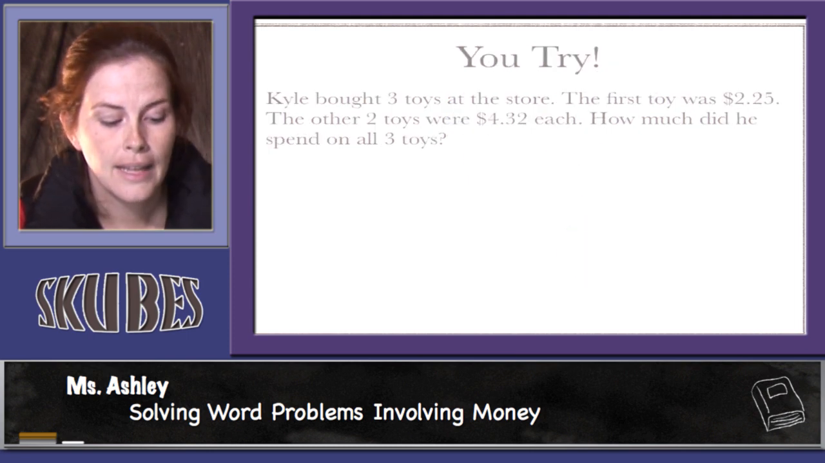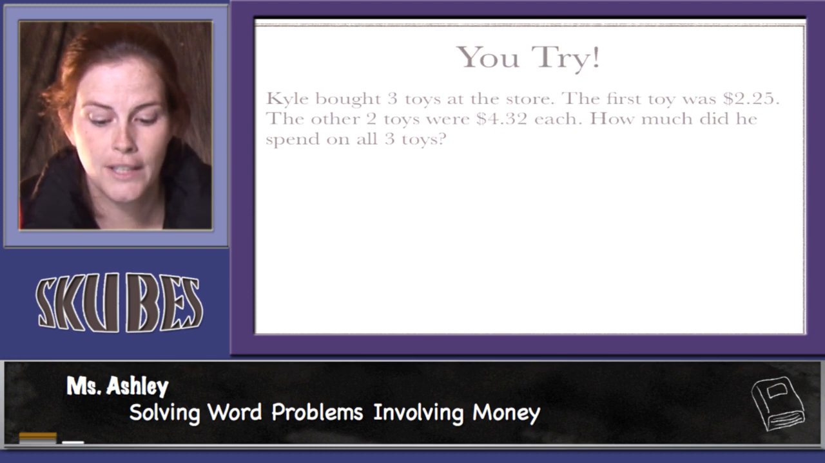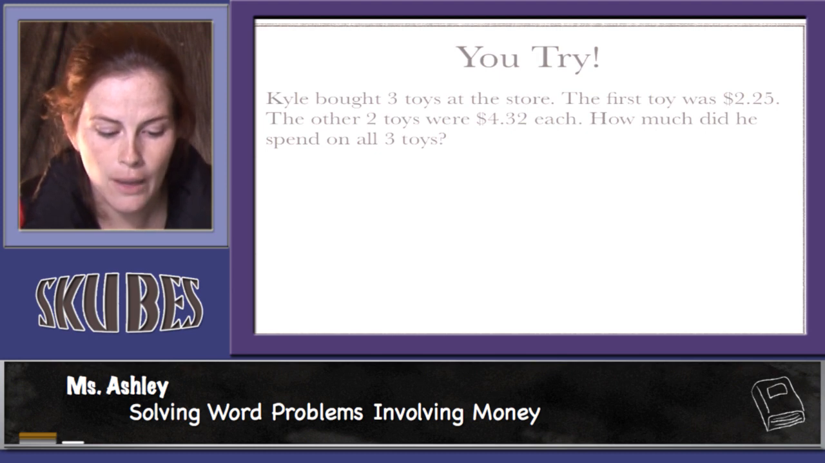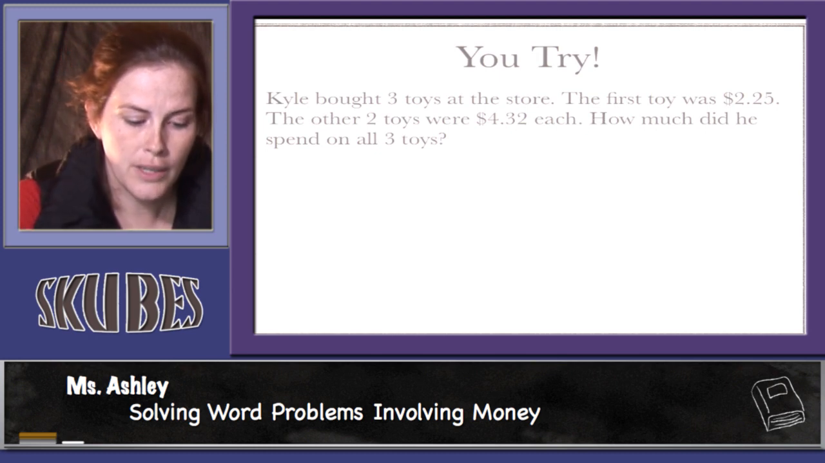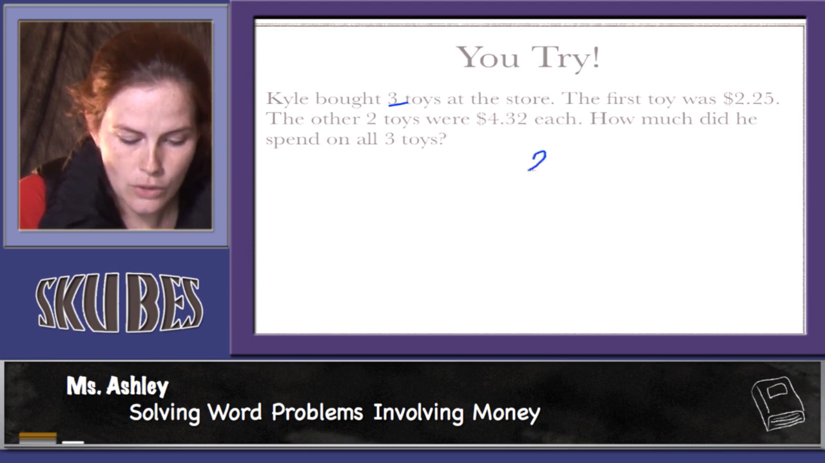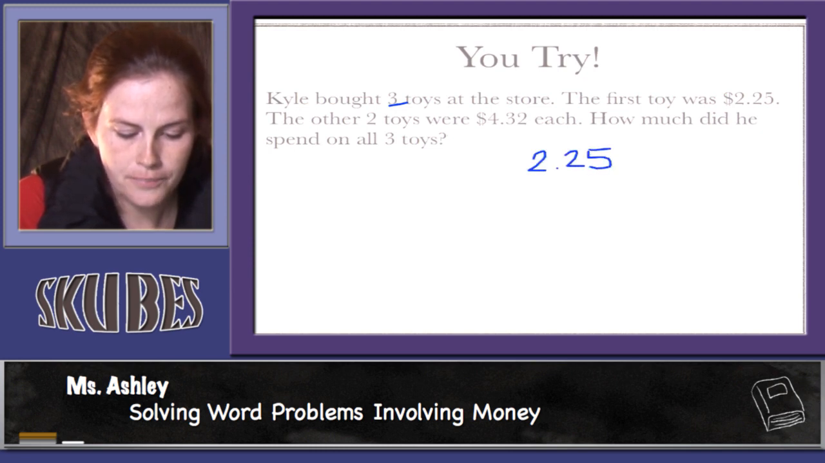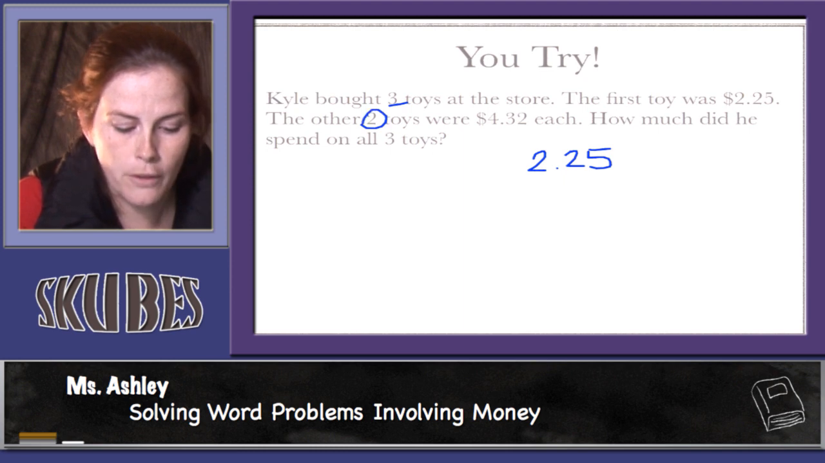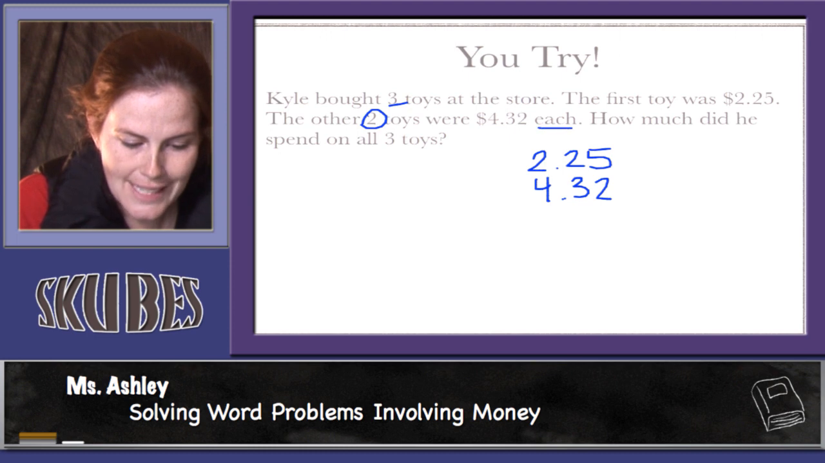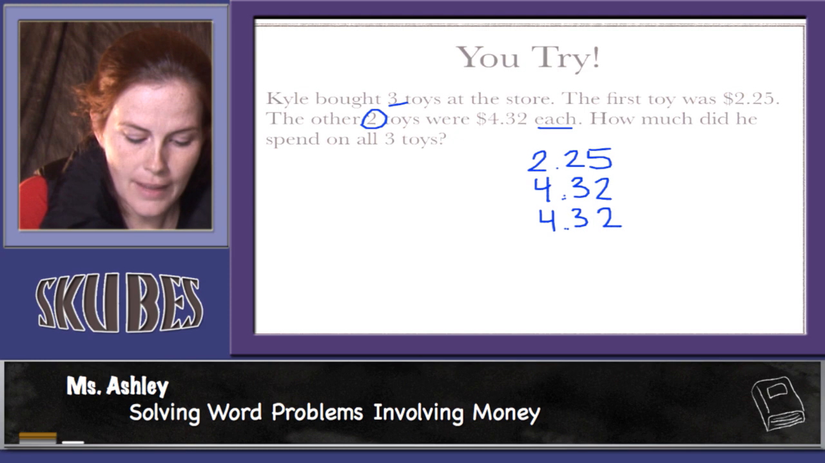All right, you try one. Kyle bought 3 toys at the store. The first toy was $2.25. The other 2 toys were $4.32 each. How much did he spend on all 3 toys? Okay, let's look back at what we know. We know we bought the 3 toys. One toy was $2.25, and the other 2 toys were $4.32. It's very important that you notice it says each. So we're going to have to add that twice.